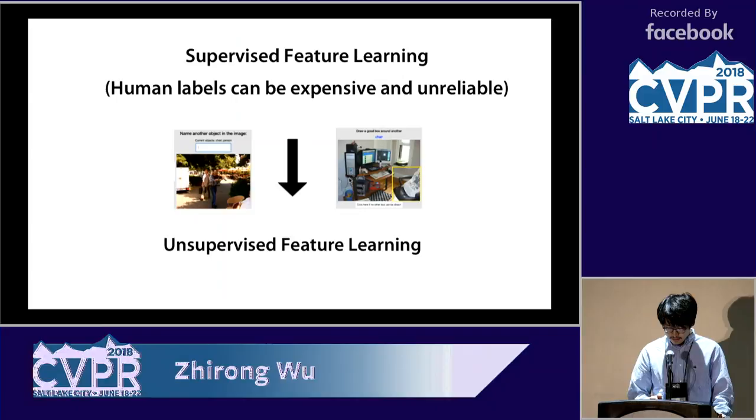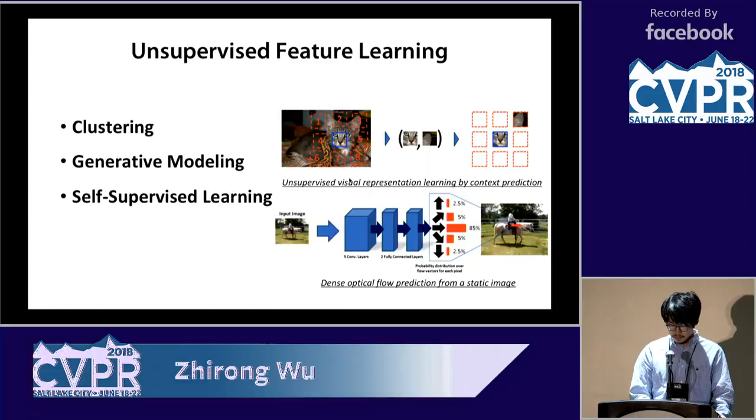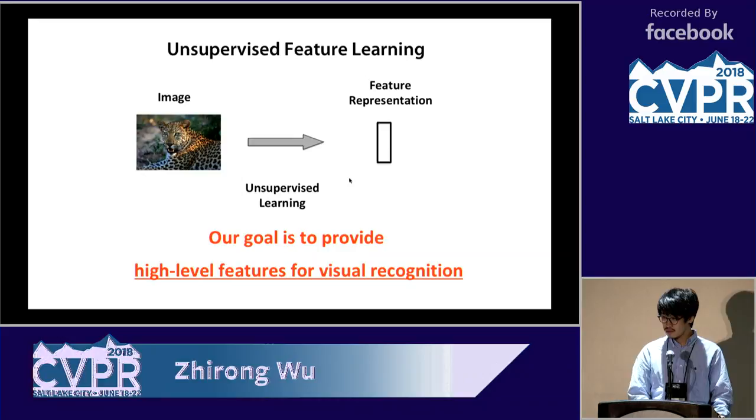So recently, unsupervised feature learning has received increasing attention. Previously, a lot of models have been proposed for unsupervised feature learning, such as clustering, generative modeling, and self-supervised feature learning. The overall goal of unsupervised feature learning is to learn a feature representation which can be useful for high-level vision and visual recognition problems, for example, object recognition and object detection.